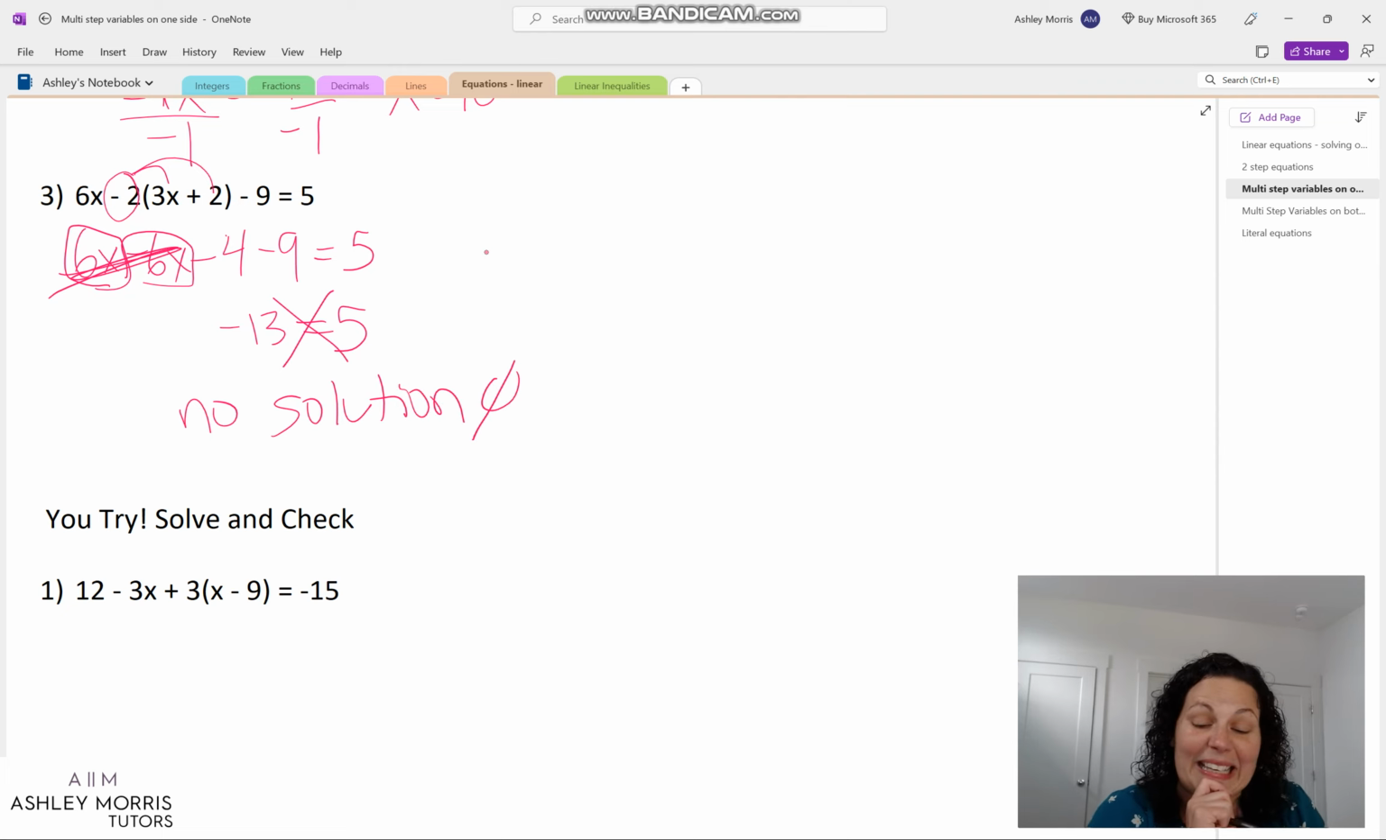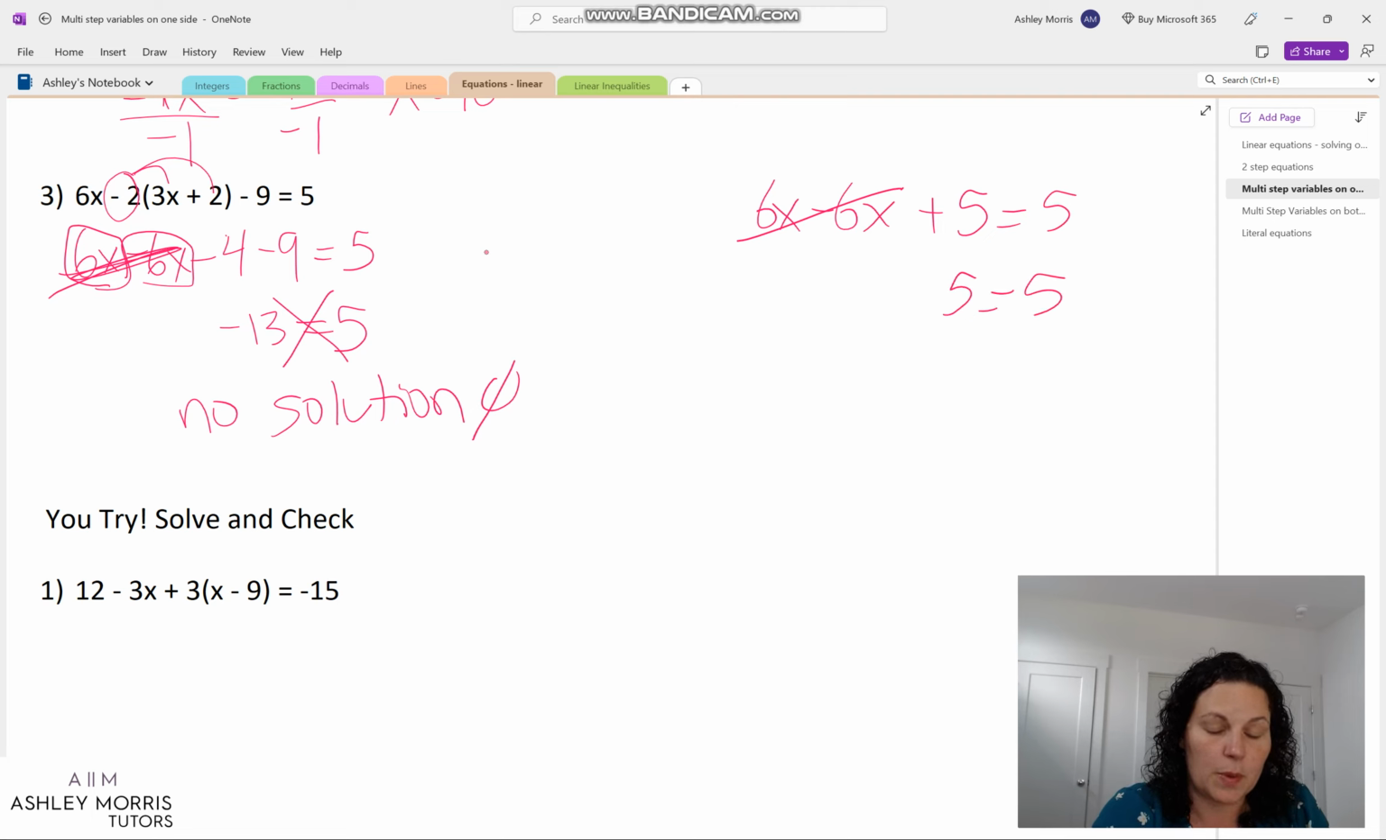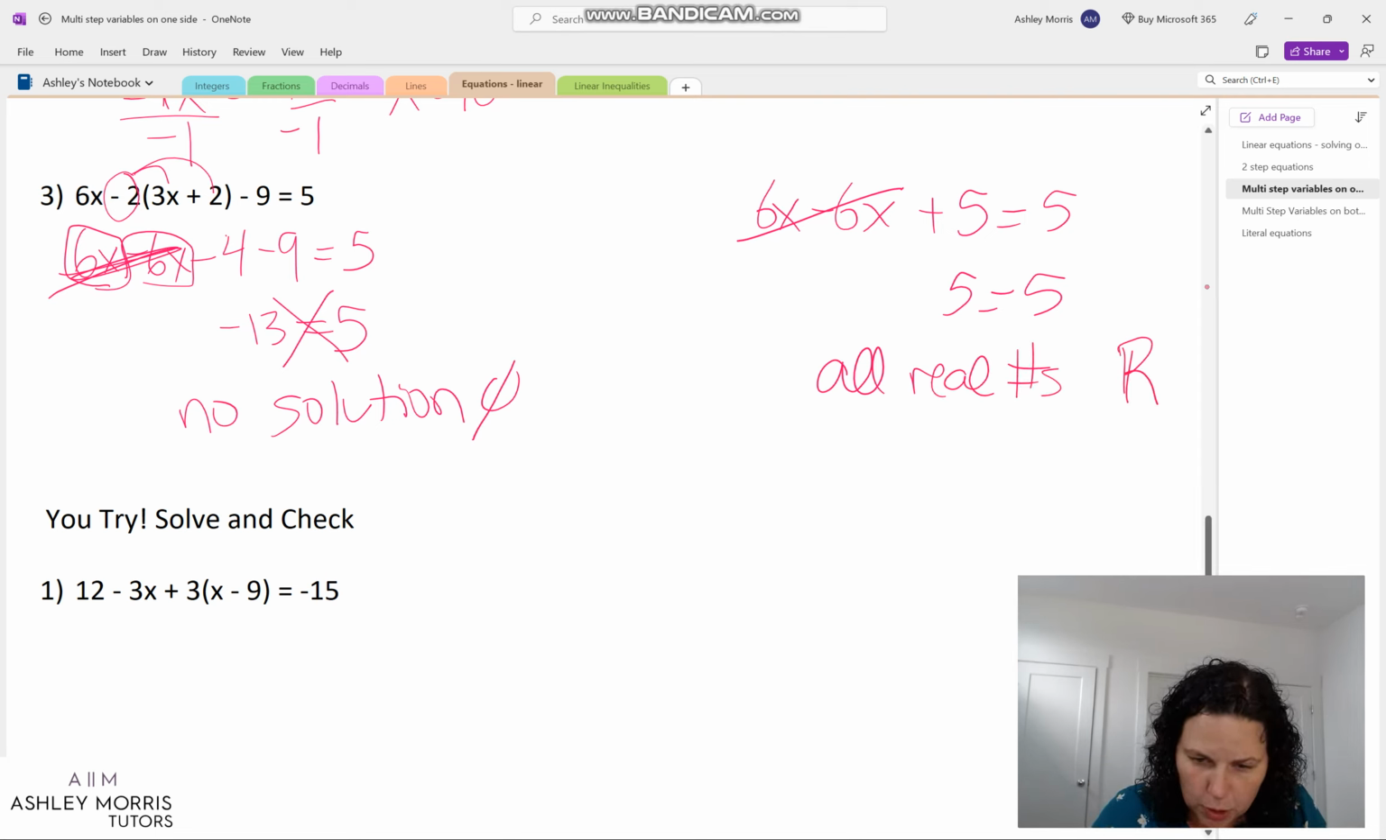If it were equal, like if you got rid of all your variables and somehow had a plus 5, so you ended up with 5 on each side, then it would be all real numbers. And we abbreviate that with an R, like our super bold R. Sometimes we write it with 2 bars. Sometimes you just write it really bold. So if you get a true statement, it's all real numbers. If you get a false statement, it's going to be no solution. So that's something funky that can happen if all your variables disappear.